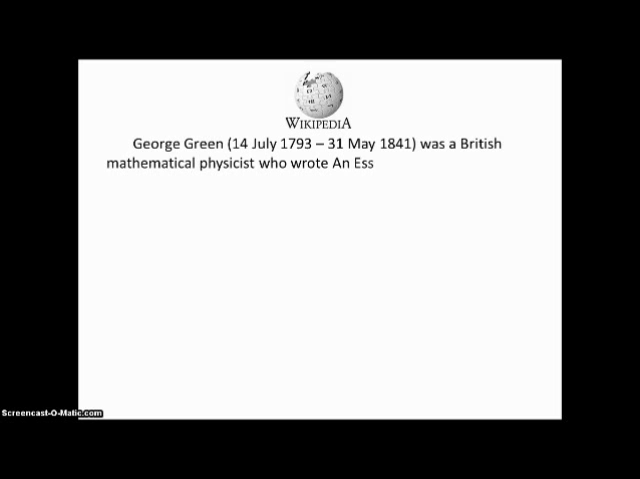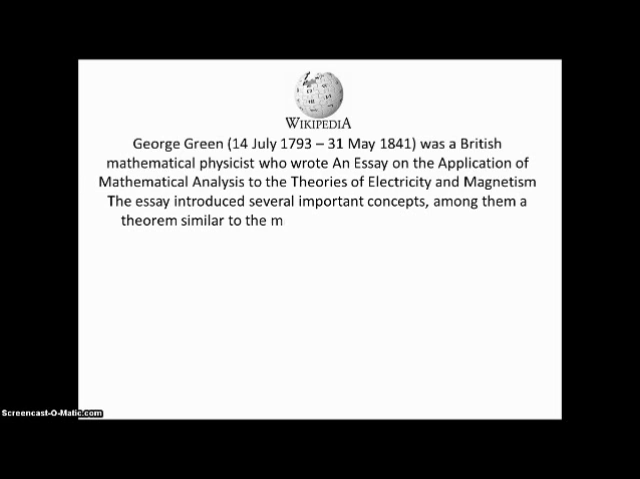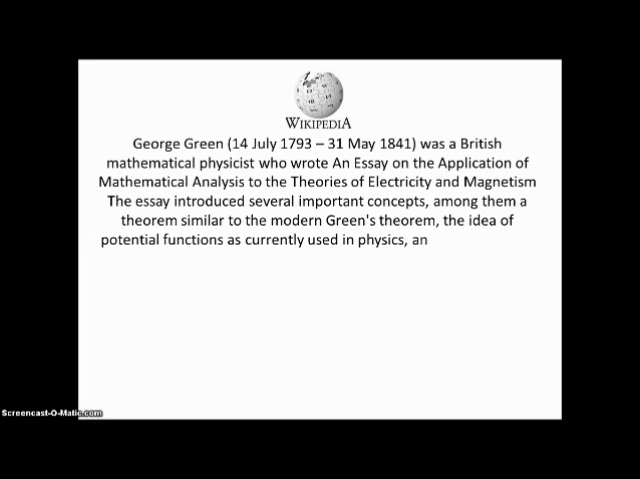And from Wikipedia, George Green, 1793 to 1841, was a British mathematical physicist who wrote an essay on the application of mathematical analysis to the theories of electricity and magnetism. The essay introduced several important concepts, among them a theorem similar to the modern Green's theorem, the idea of potential functions as currently used in physics, and the concept of what are now called Green's functions.